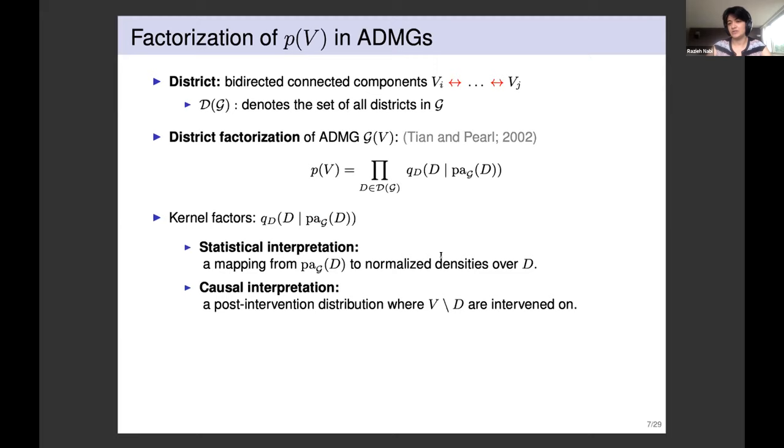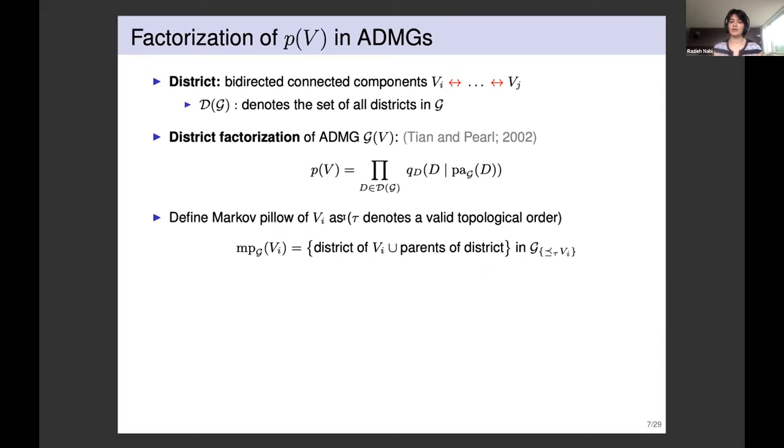So how do we write down these kernels as ordinary conditional densities? One way to do it is through what we call the Markov pillow of a vertex or a variable, and it's defined as follows. The Markov pillow of vertex V_i is the district of the vertex along with the parents of the district in a subgraph where we are looking at variables that precede V_i according to a valid topological order. By a valid topological order, I mean an ordering on the vertices where no variable later in the order is an ancestor of a variable earlier in the order.